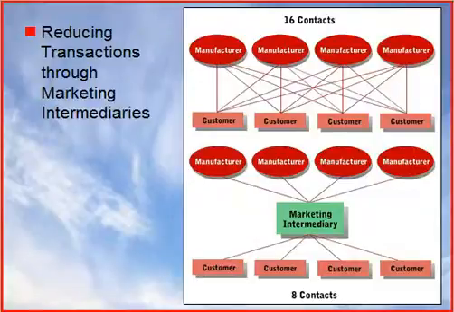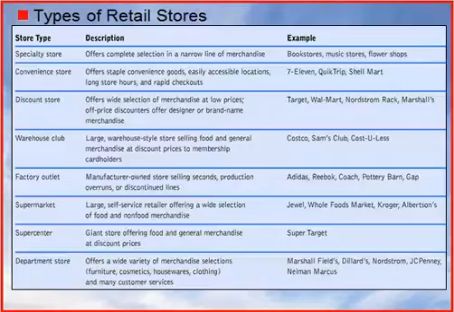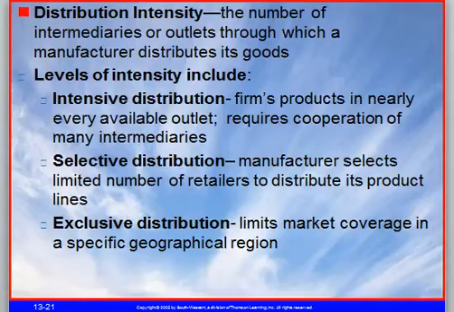Now we'll look a little more at retailing. On this slide, we can see the different types of non-store retailers, and on this slide, we can see the different types of retail stores. If you'd like to look closely at this, just pause. Another distribution decision involves distribution intensity, or the number of intermediaries or outlets through which a manufacturer distributes his goods. We have three levels of intensity: intensive, selective, and exclusive.